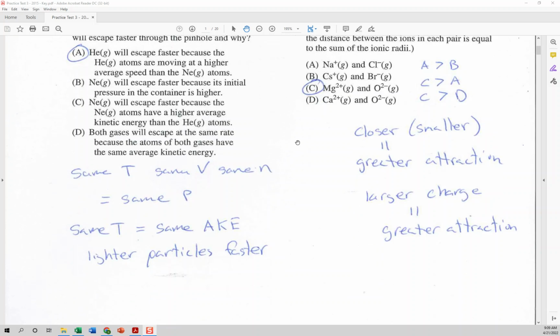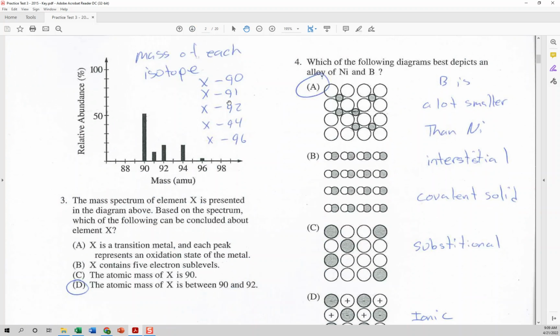All right, so moving on. We got a mass spec readout. Remember, these are the mass numbers of the isotopes. So if we looked at it, this is saying element X. So X has 1, 2, 3, 4, 5 different isotopes, 90, 92, 94, 96.